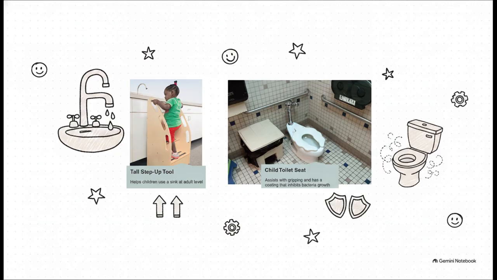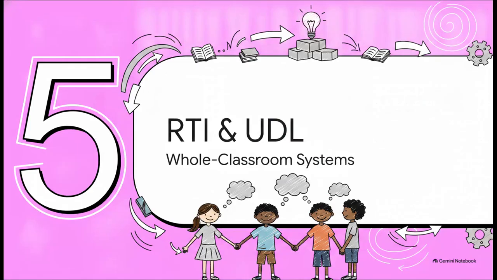It includes incredibly helpful low-tech modifications too. Things like a tall step-up tool for the sink or an adapted toilet seat. These are brilliant pieces of tech because they allow a child to navigate their world safely and, more importantly, completely independently. Finally, we have reached Section 5, RTI and universal design.